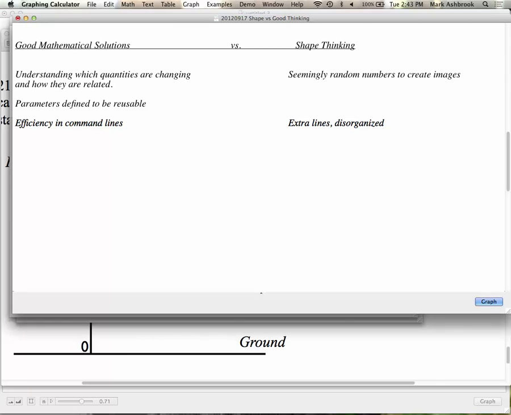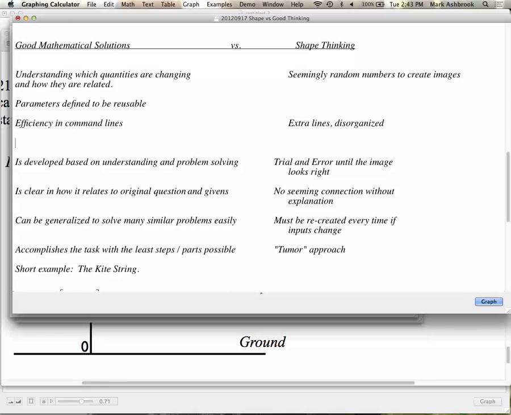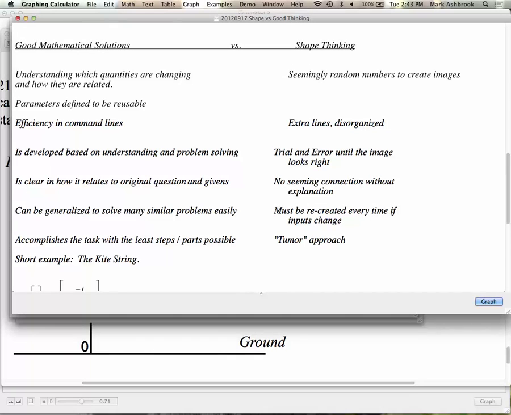Okay, so for time's sake, I expected to start this discussion a little earlier. I'll just show you what I've had from the past. You've got some of them, definitely. So I have is developed based on understanding and problem solving. Trial and error till the image looks right. So you can just keep trying stuff until the image looks right.